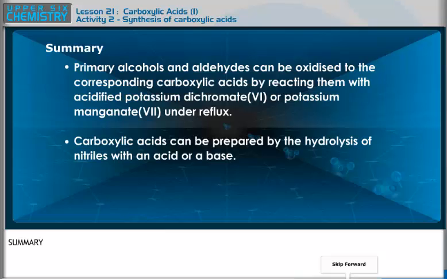Summary. Primary alcohols and aldehydes can be oxidized to the corresponding carboxylic acids by reacting them with acidified potassium dichromate(VI) or potassium manganate(VII) under reflux. Carboxylic acids can be prepared by the hydrolysis of nitriles with an acid or a base.